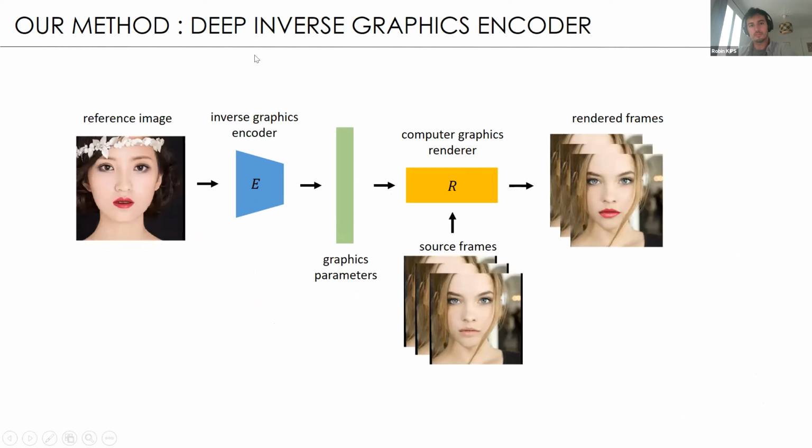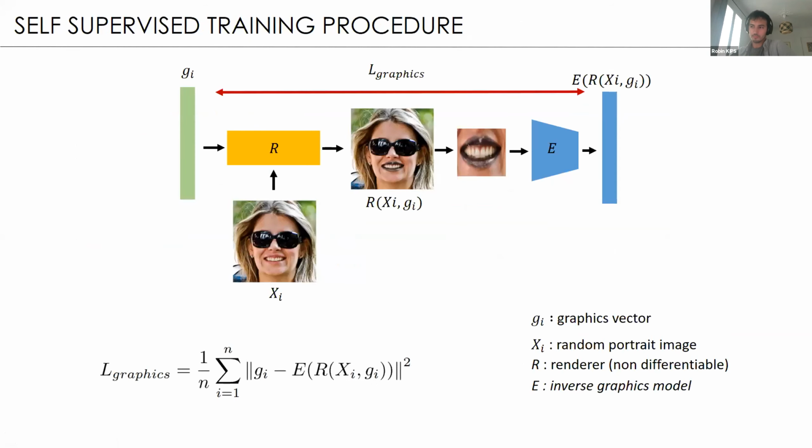So the idea that we propose is to create a deep inverse graphics encoder. Basically, we want to train this inverse graphics encoder here that takes as input the reference image and then estimates the graphics parameters that, when passed to a computer graphics renderer, will allow us to synthesize a makeup with the same appearance. And one of the advantages of this is that since for inference you are using the computer graphics renderer, you are able to run it on video in real time and on a mobile device, which is a great advantage compared to the other methods.